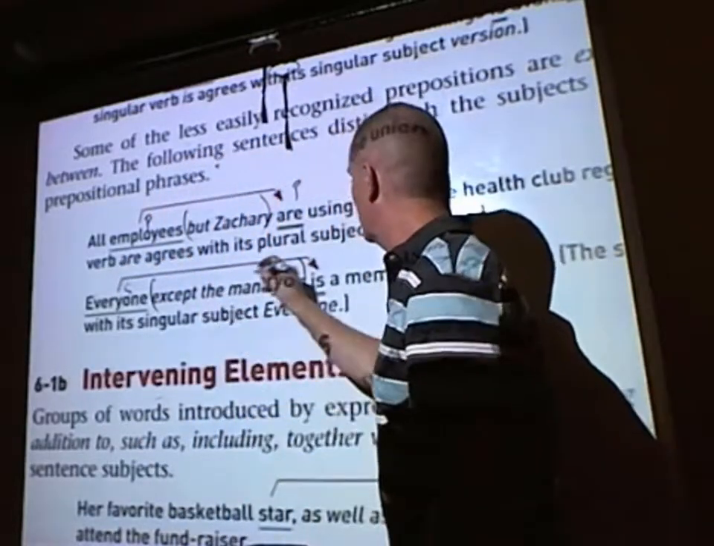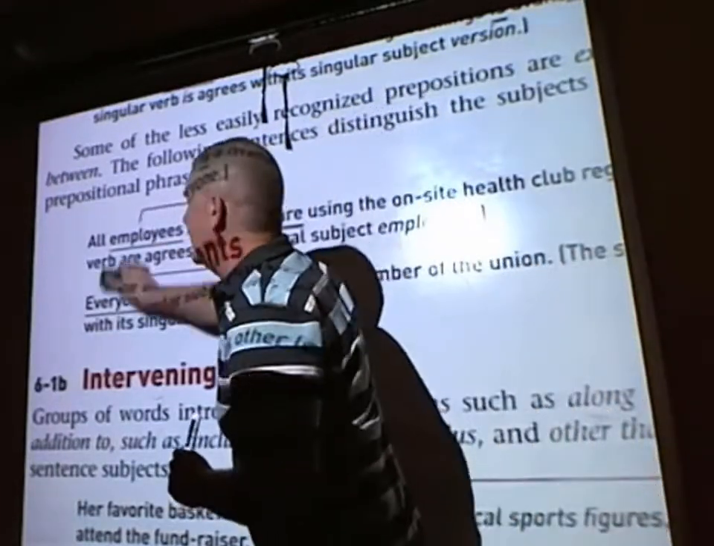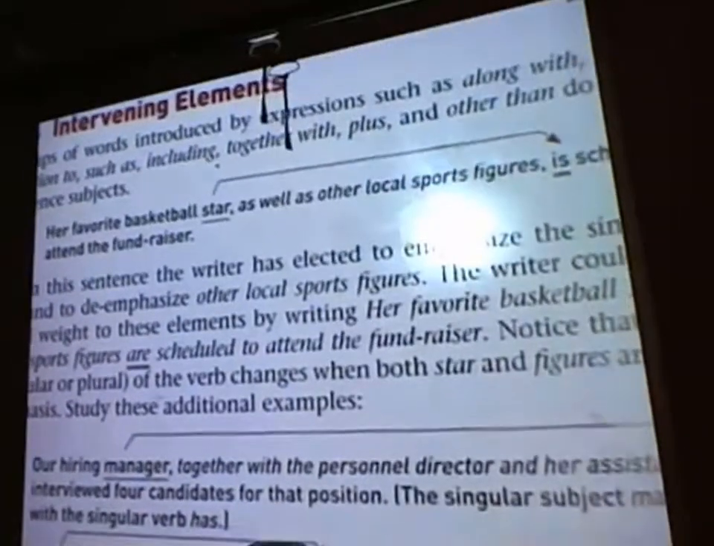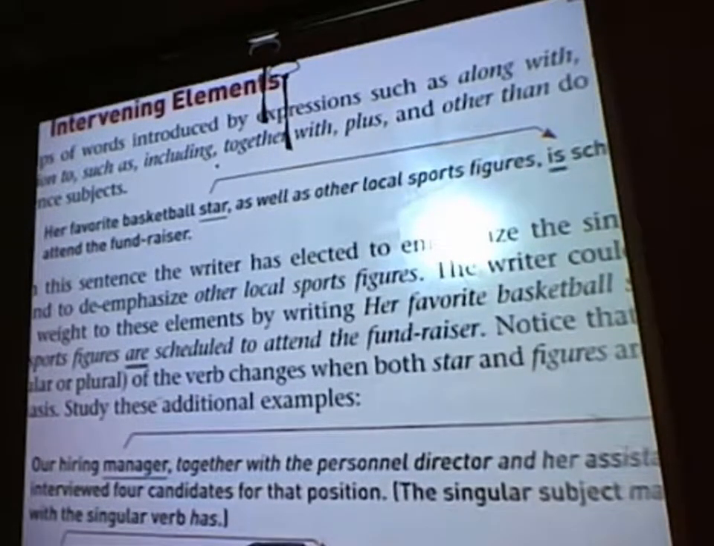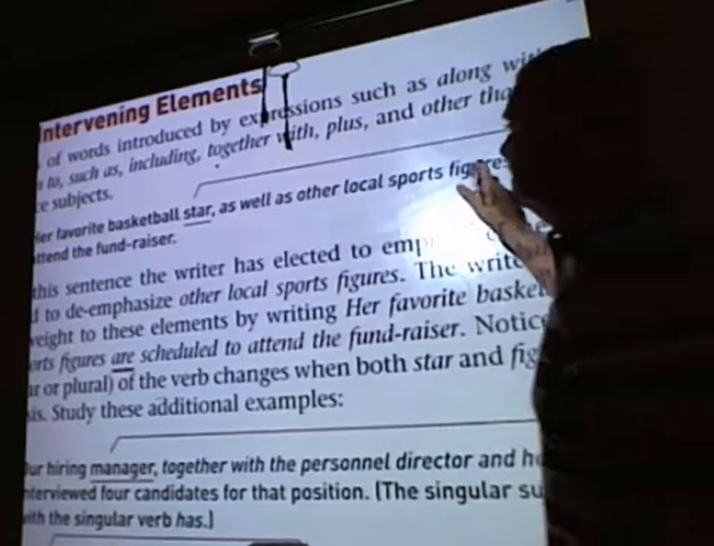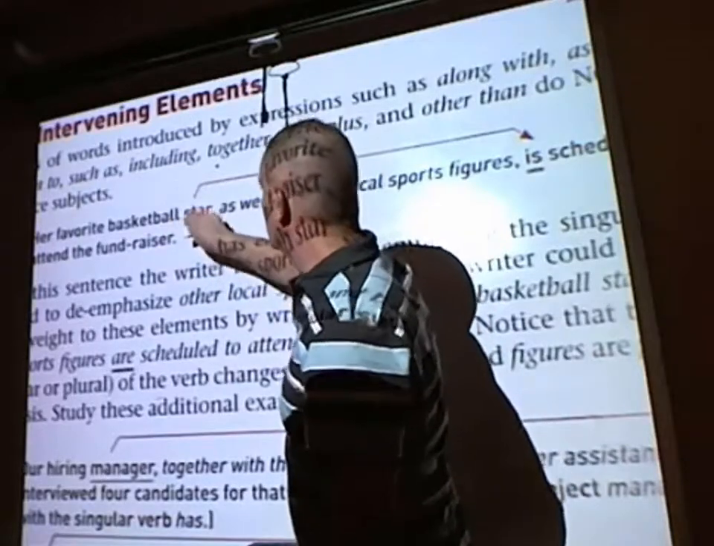The next section talks about intervening elements. They begin with the words as well as, together with, including, plus, or other than, or along with, in addition to. Disregard those. Look at the main idea of the sentence, which is star. What does the star do, which is singular? We need a singular verb, is.